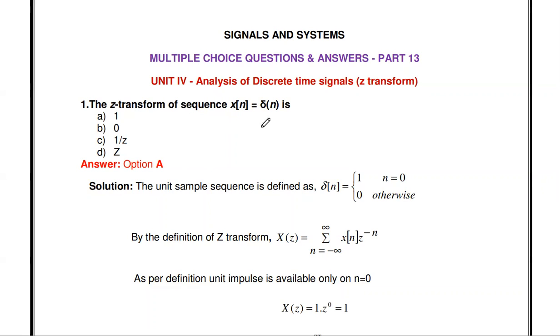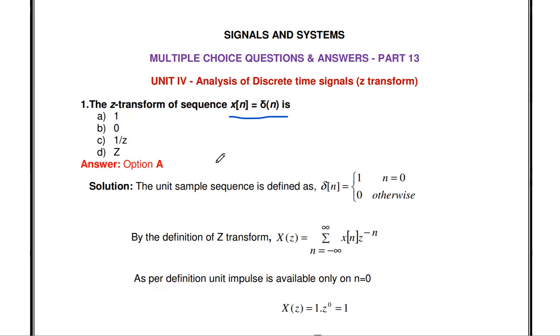Now we are going to see the Z transform in this video. The first question: the Z transform of the sequence x of n equal to del of n. What does del of n mean? It's a unit sample sequence or unit impulse sequence. So what is the Z transform of the unit impulse sequence? The answer given is 1, 0, 1 by Z, Z.